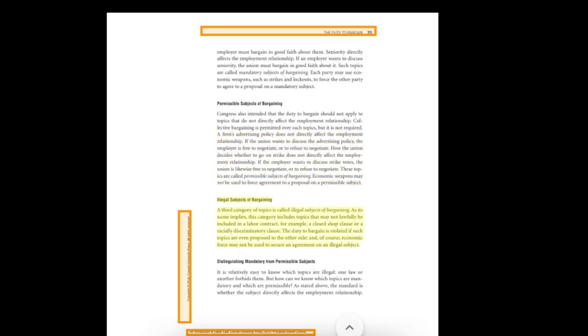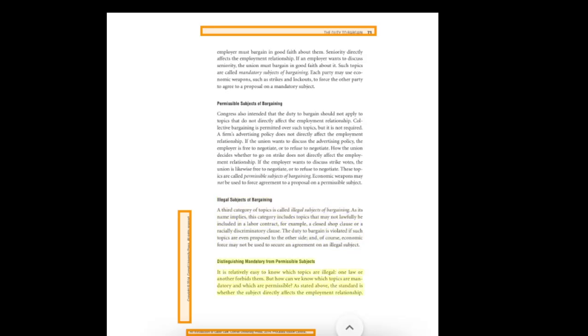Illegal subjects of bargaining. A third category of topics is called illegal subjects of bargaining. As its name implies, this category includes topics that may not lawfully be included in a labor contract, for example, a closed shop clause or a racially discriminatory clause. The duty to bargain is violated if such topics are even proposed to the other side, and, of course, economic force may not be used to secure an agreement on an illegal subject.